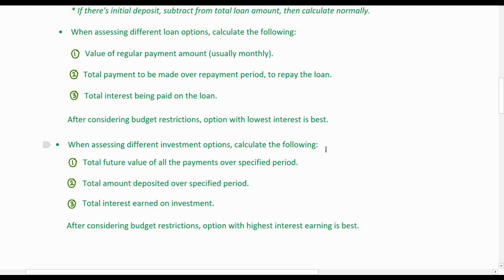Then when comparing different investment options, calculate the following 3. First, the total future value of all the payments over the specified period. Then the total amount you'd be depositing over the specified period, meaning number of months times monthly deposit, or number of years times yearly deposit. And then finally you calculate the total interest you'd earn on the investment by saying total future value minus total amount deposited. And then finally, after considering different budget restrictions related to making the investment, the option which earns the highest interest is the best. And that's everything we covered.